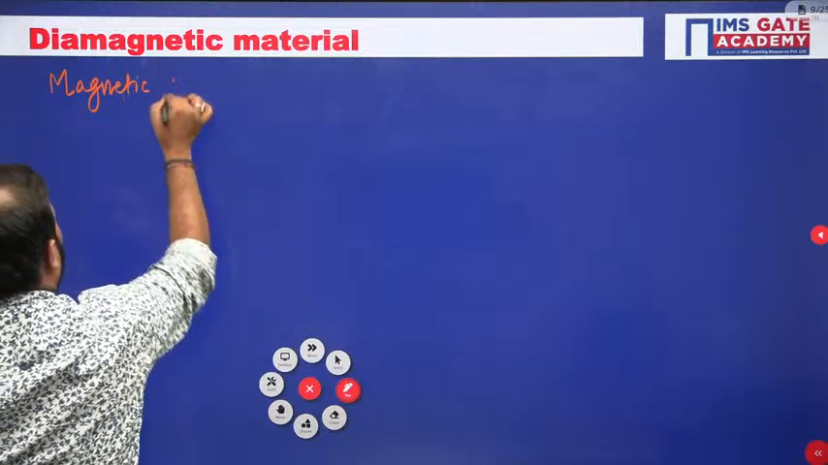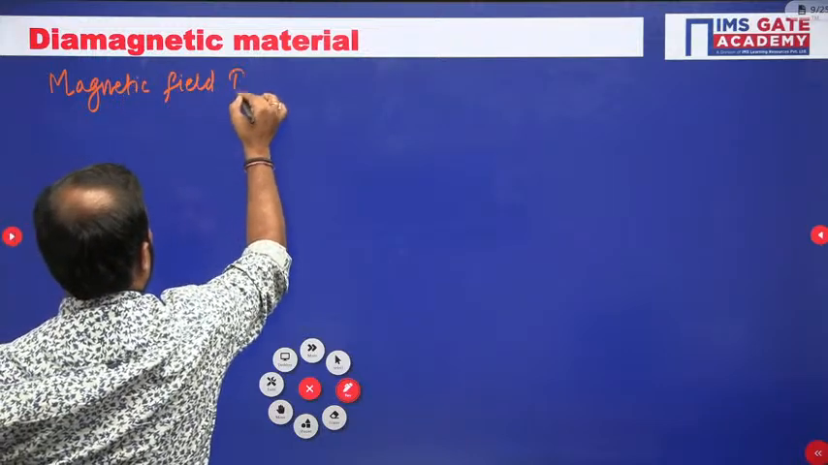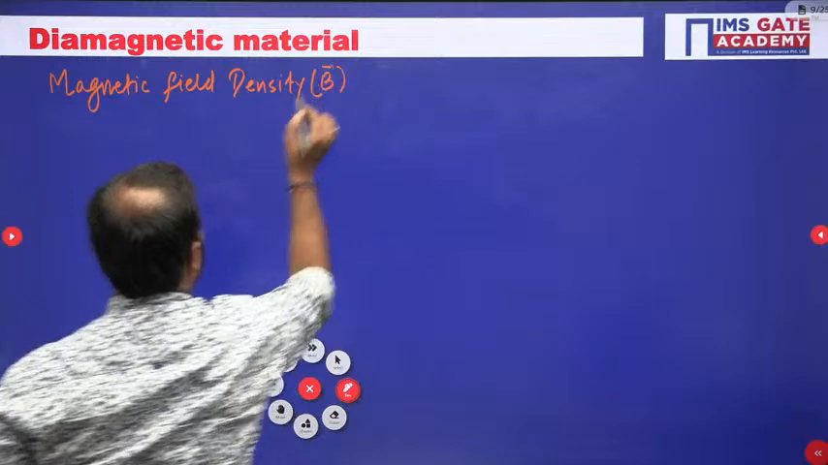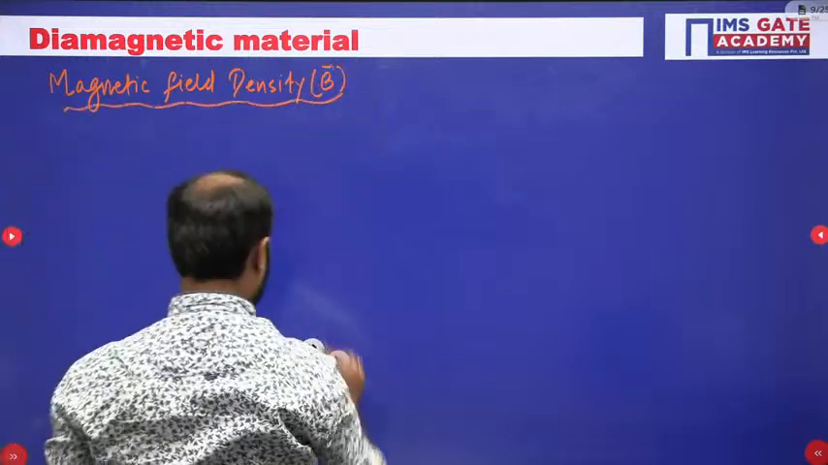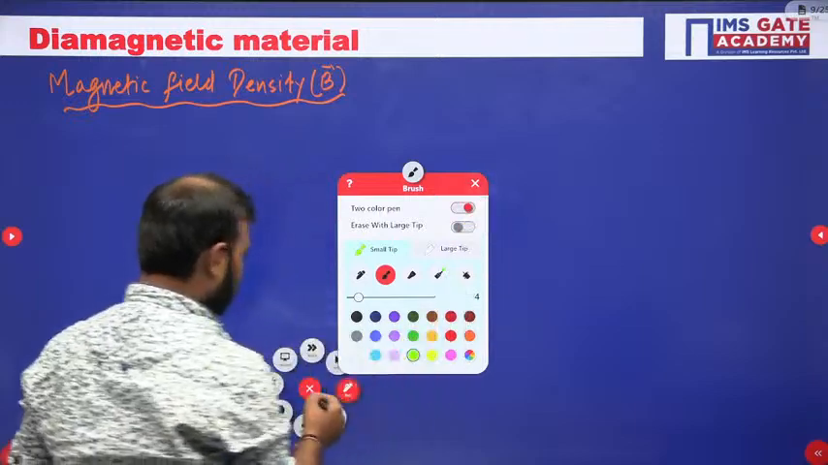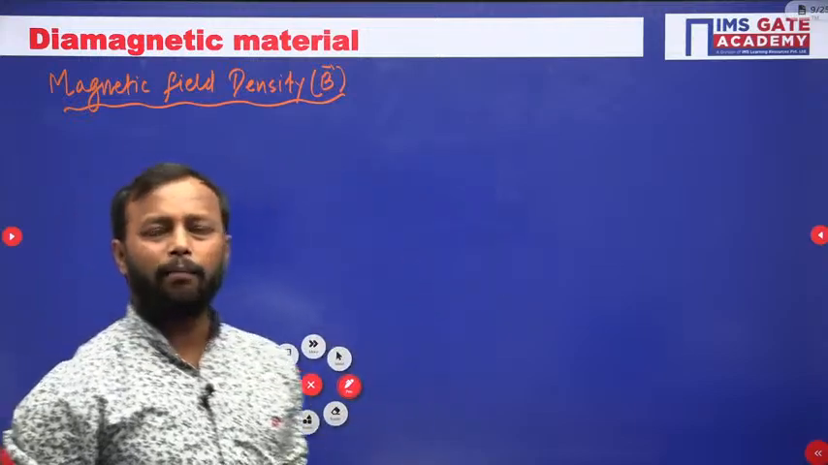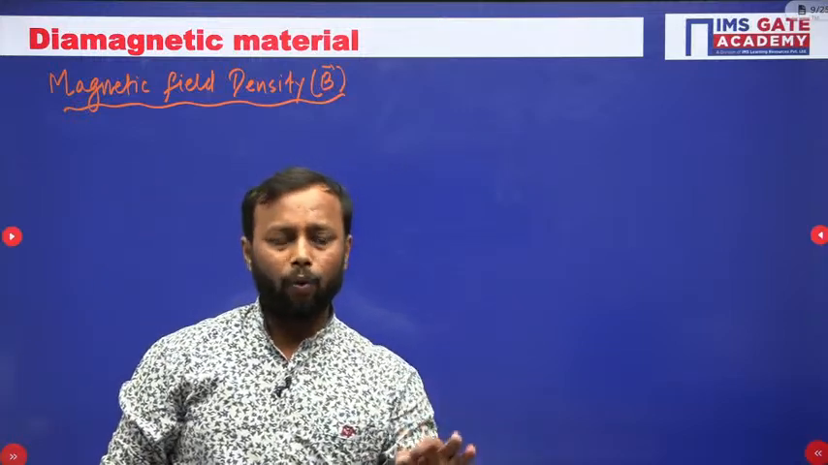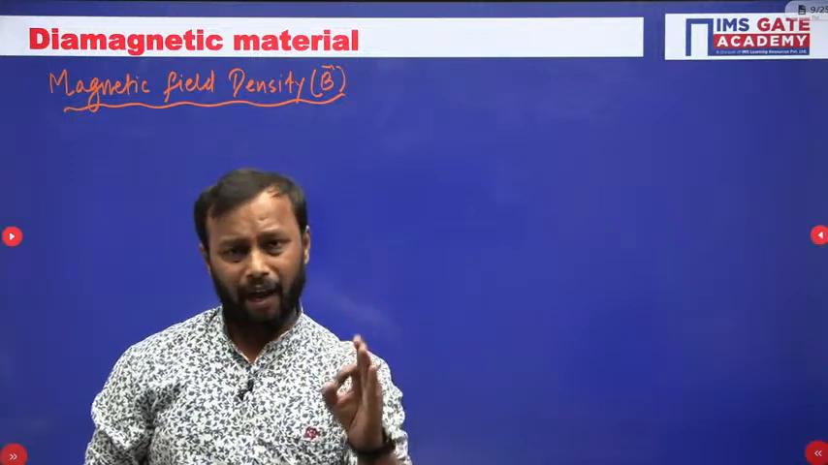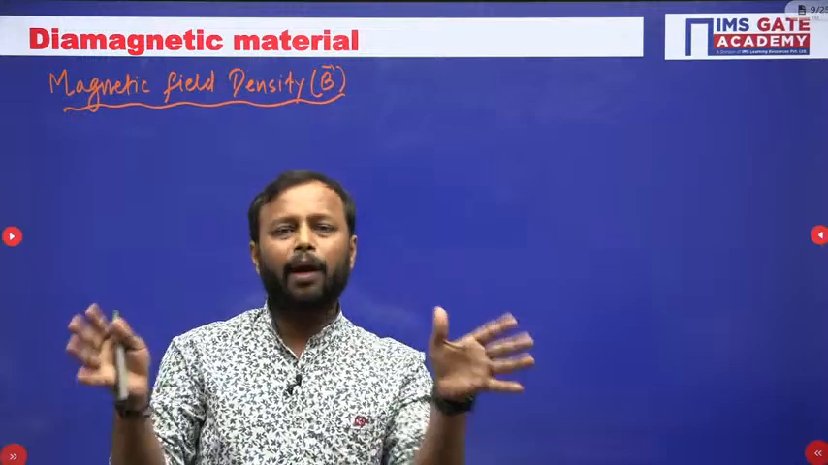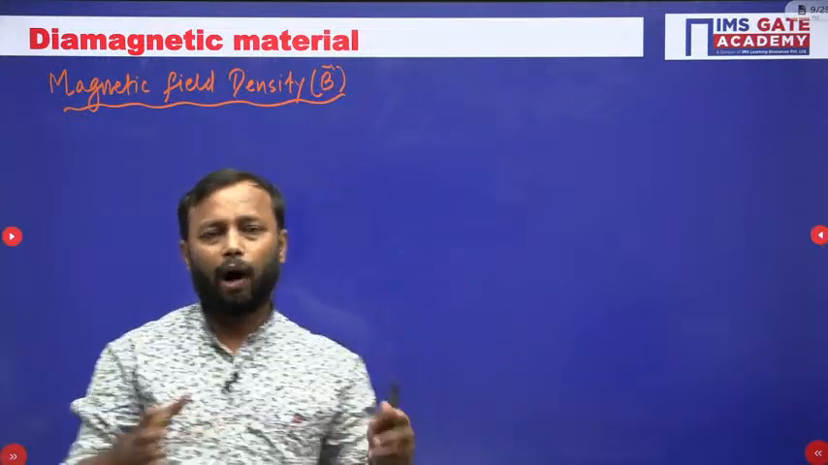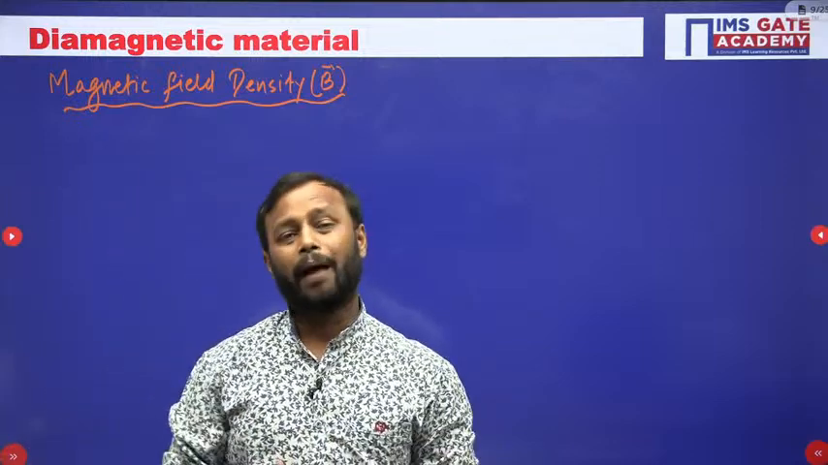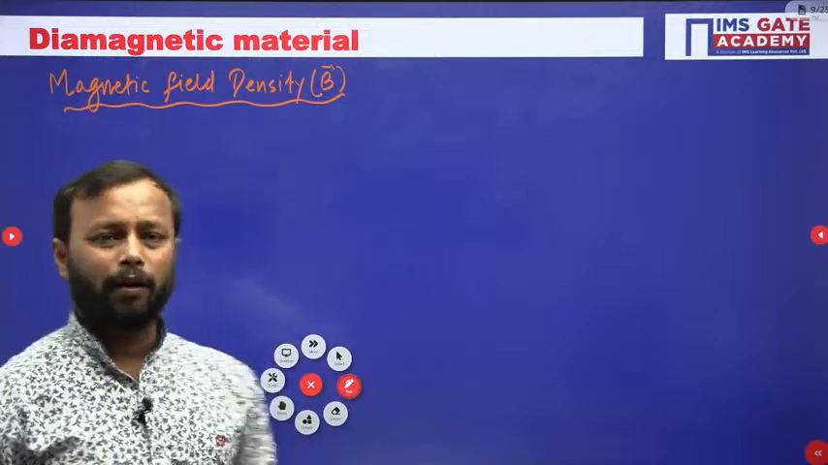Now one more term, that is magnetic field density, and it is represented by B. So what do you mean by magnetic field density? It tells us how closely your magnetic field lines are aligned in the material. What does dense mean in Hindi? Ghana. So how densely your magnetic field is aligned in the material is nothing but magnetic field density. Any doubt in this? Clear?